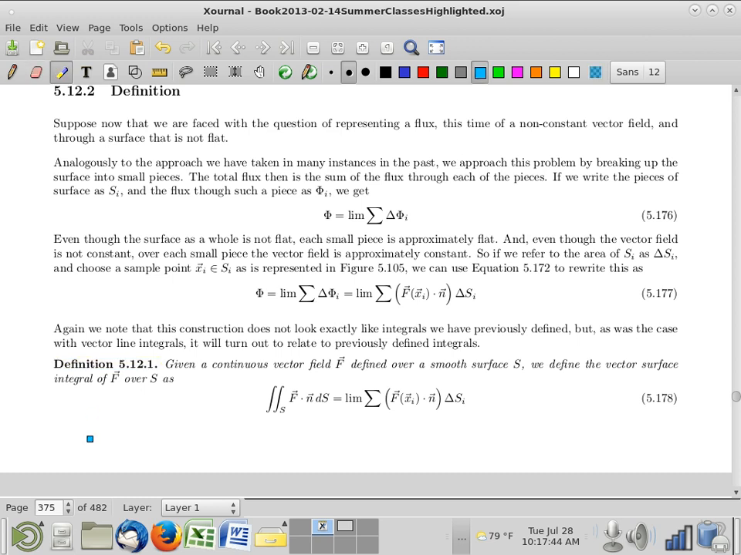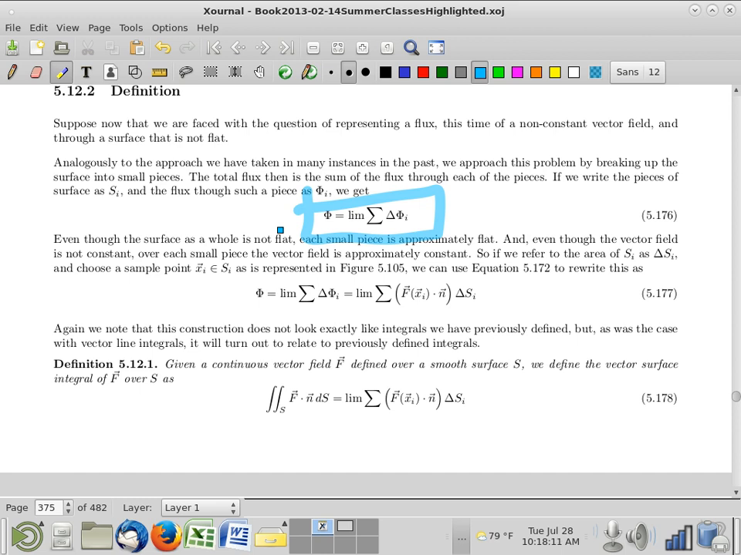So now let's consider the harder question. Suppose you have a non-constant vector field. It's going to change things. Suppose you have a non-flat surface. Well, now which direction is the normal vector? How do these components break down? It's different in different places. It's a harder problem. But flux accumulates over the surface.